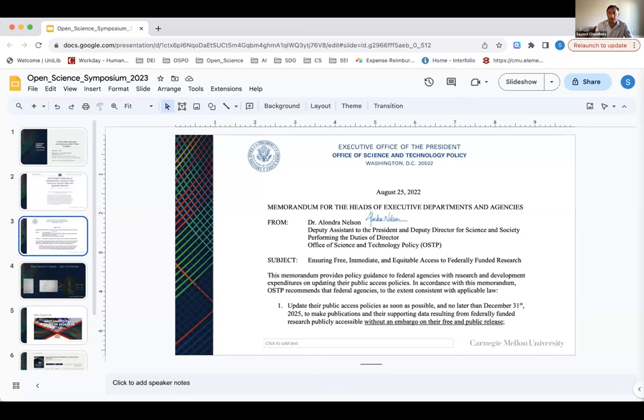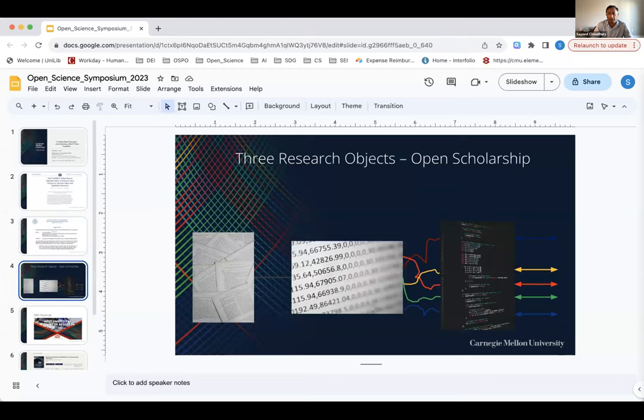So I've often thought about these types of policies and memoranda with this diagram in mind, which shows three research objects going from left to right: articles on the left, data in the middle, and software on the right. In some sense, the policies coming out of the federal government are moving left to right in this diagram. They started with papers, now thinking more about data, and starting to imagine software. But I will say that software has not been mentioned explicitly, at least in part because there's a concern about capacity within universities to address any kind of conditions or provisions that might come out.